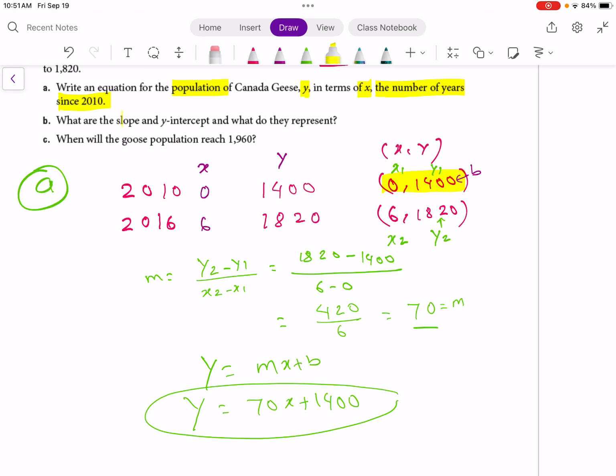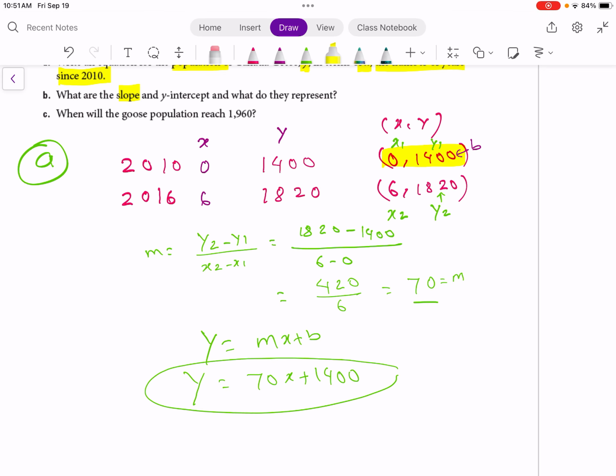Now here, what is the slope of this line? 70. What is the y-intercept? 1400. Now what does this 70 mean? What is this 70 for this example? It's not just a number. That's right. Every year the population of Canada geese, since it's positive, is increased by 70. So 70 geese are added every year. That is the slope. Now what about this 1400? Your starting number of geese at 2010. That's the number of geese in 2010.